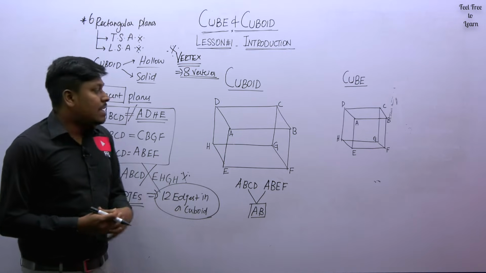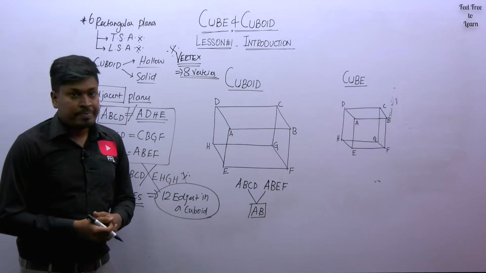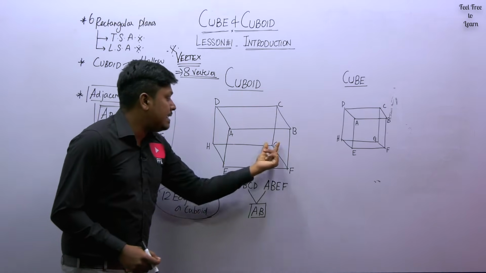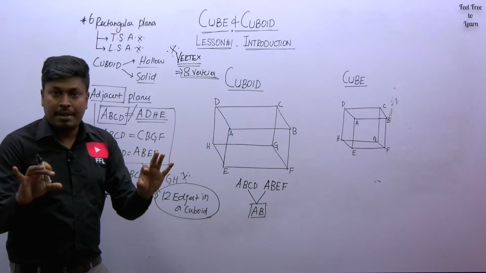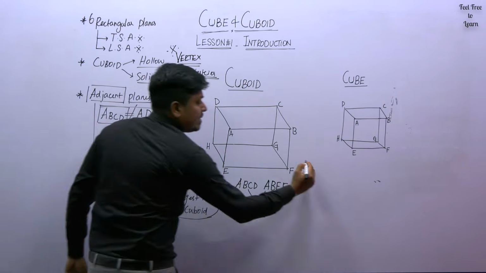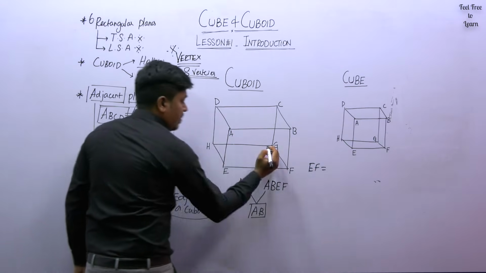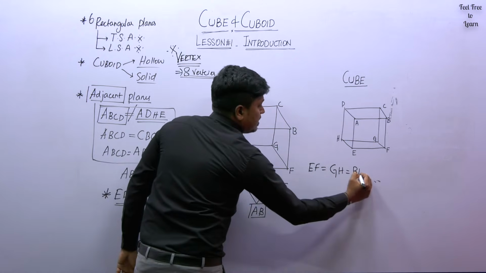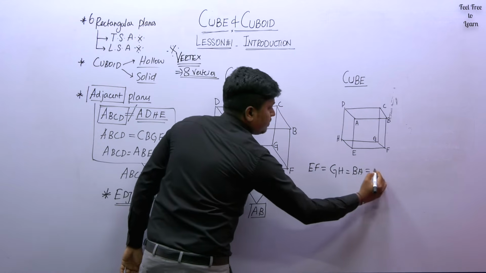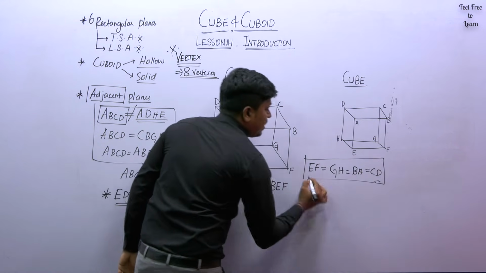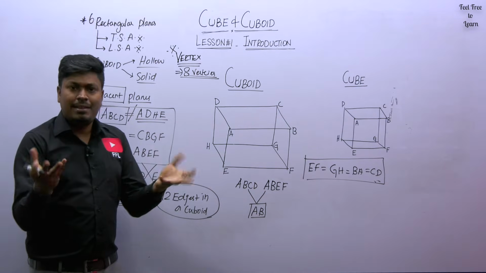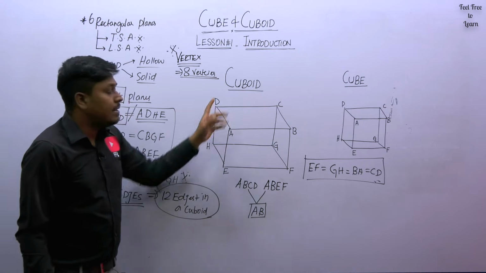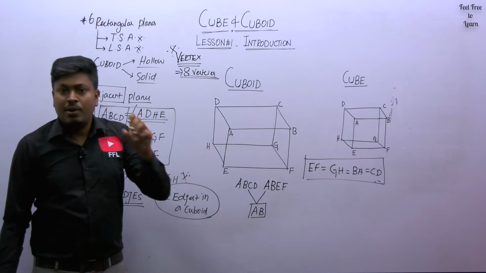Next thing is, which lines are parallel in a cuboid? You can see from the figure itself, we can easily say that EF and GH will definitely be the same length. Yes or no? Both are parallel, right? So just see here, EF is equal to GH. This will be equal to BA. And similarly, this will be equal to CD. Yes or no? These 4 lengths will definitely be the same in size.